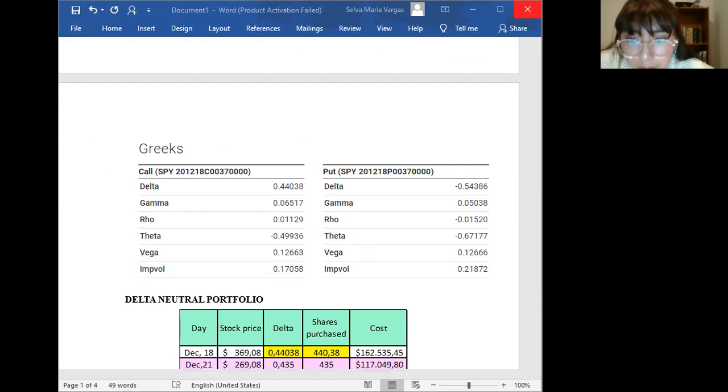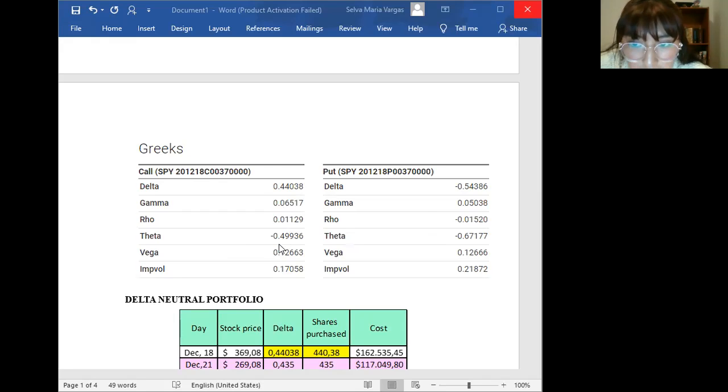Then we have the gamma. It's the second derivative, which tells us the rate of change of the delta with respect to the price of the underlying asset. Here we have 0.065717. Then we have the rho. This is the rate of change of the value of the derivative with respect to the interest rate. This is very low.